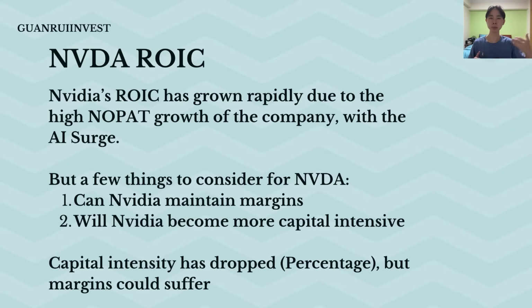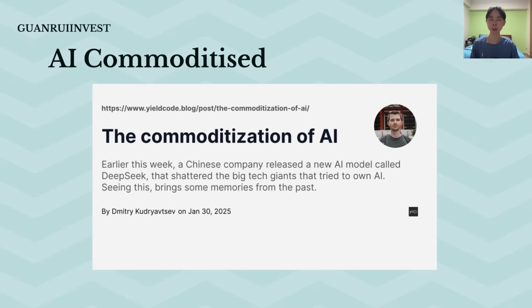So when you have TPUs coming up, when you have AI commoditization as well, this could hurt Nvidia's margins, and their margins are already sky high. And normally for hardware businesses, it is hard for you to maintain such high margins. So AI could be commoditized in the future, and when AI is commoditized, you will see Nvidia's chips becoming a lot cheaper than they are today.